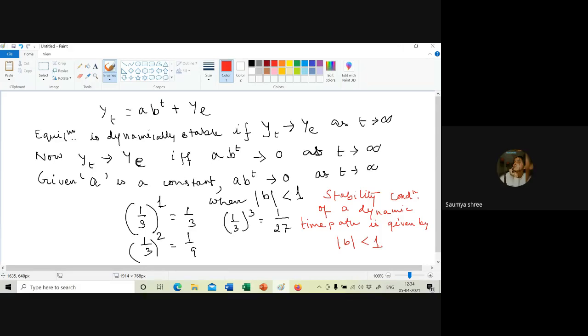Yes, ma'am. Rest of the students? Yes, ma'am. Confirmed? This is the stability condition. If mod b is less than 1, then the situation is stable. Then equilibrium is stable. In that case, we will find that the concerned value of the variable will move towards equilibrium over time.